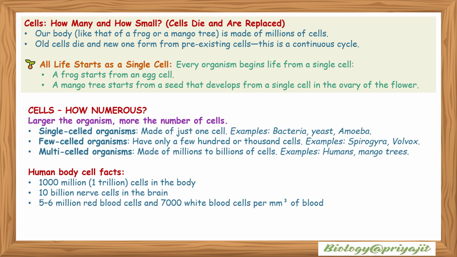Cells, how numerous? The larger the organism, the more the number of cells. Single-cell organisms are made up of just one cell, examples: bacteria, yeast, amoeba.